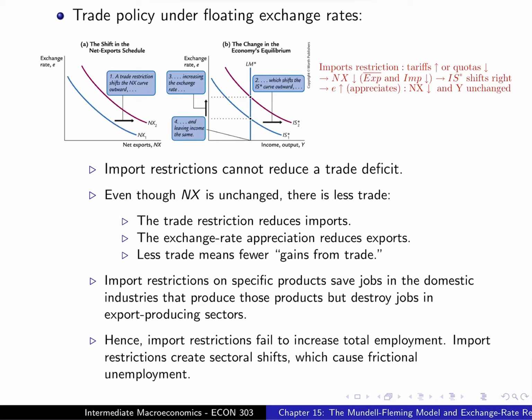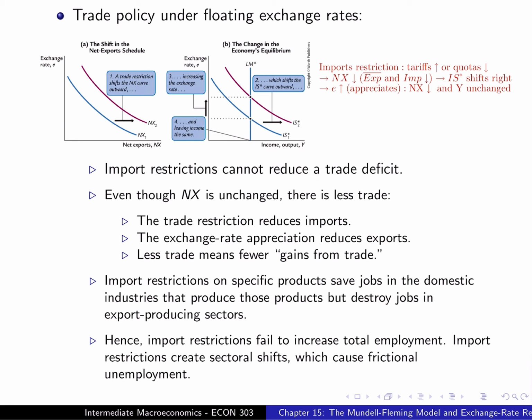Let's analyze what happens when a country imposes trade restrictions like tariffs or quotas in a small open economy with floating exchange rates. First, the trade restriction reduces imports. That initially shifts the net exports curve outward. This makes the IS star curve shift to the right. As a result, the exchange rate E appreciates. Then net exports fall due to the stronger domestic currency, and output Y remains unchanged.